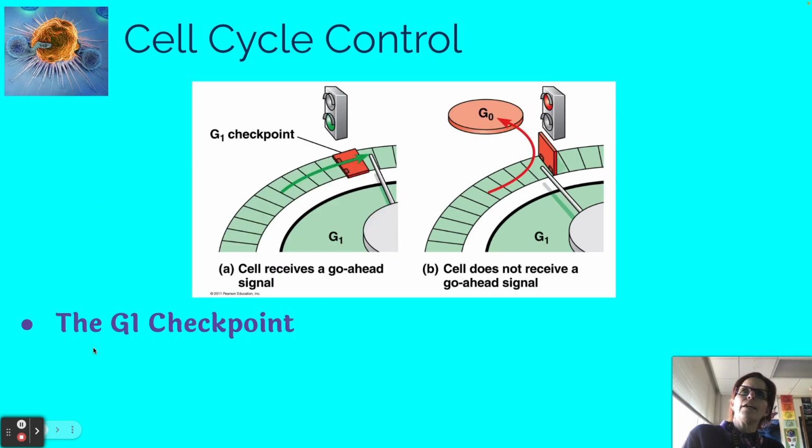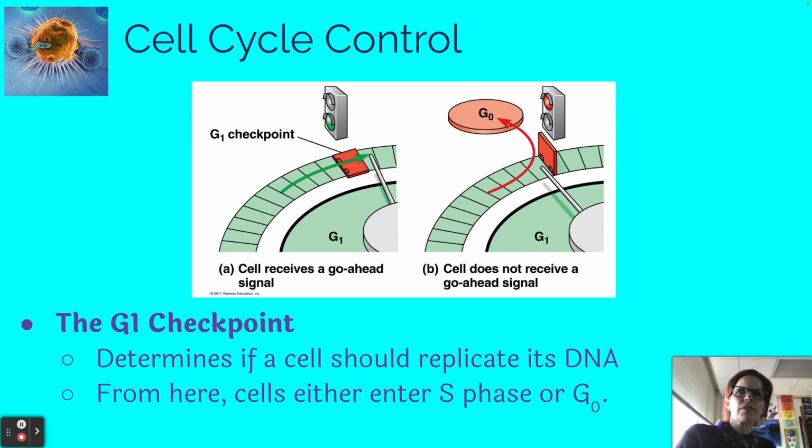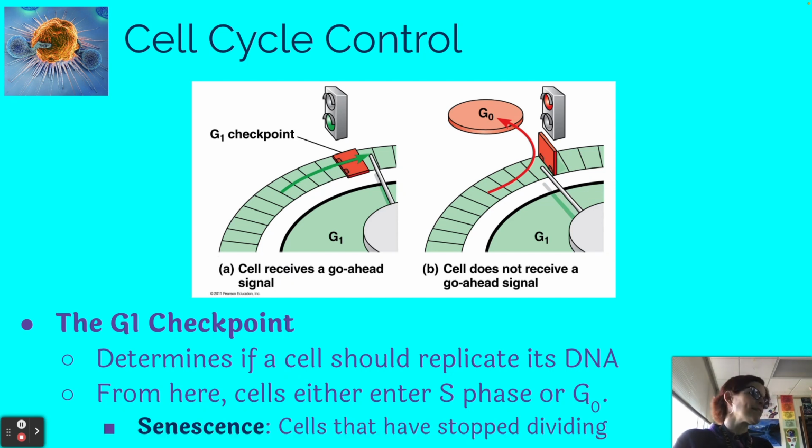Okay, and then the G1 checkpoint determines if a cell should replicate its DNA. If yes, the cell enters the S phase, and if not, it goes into G0. And that's what senescence is. If cells have stopped dividing because there's things that are wrong with them, then they go into G0. And senescence is really what aging is. Our cells have stopped renewing themselves, stopped replacing themselves.